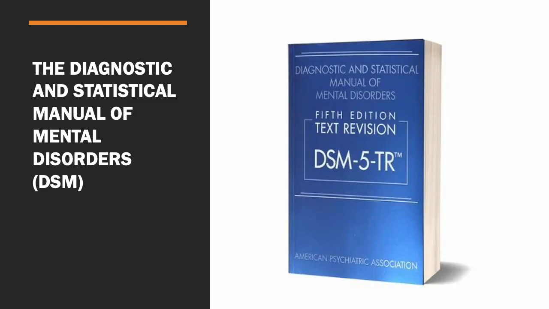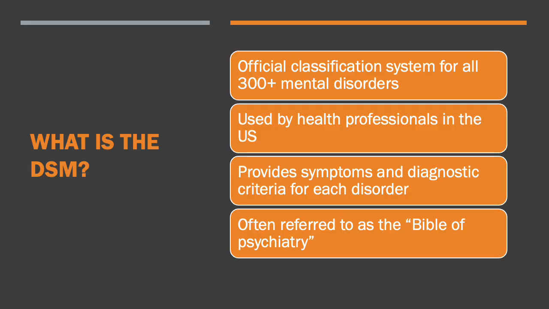Let's take a look at the Diagnostic and Statistical Manual of Mental Disorders, also known as the DSM. The current edition of the DSM is the DSM 5 TR, which stands for Text Revision. So, just what is the DSM? The DSM is the official classification system for all 300 plus mental disorders.